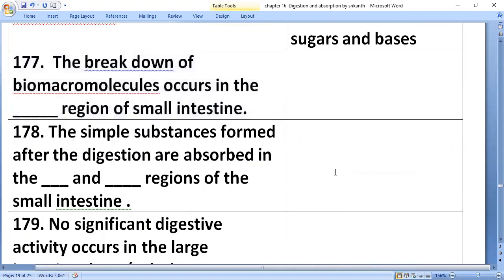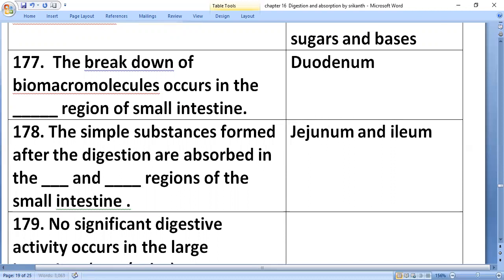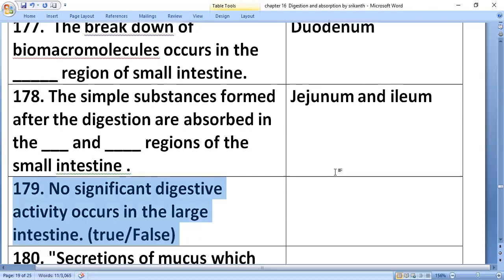The breakdown of macromolecules occurs in the duodenum. That means major digestion occurs in the duodenum. The simple substances formed after the digestion are absorbed in the jejunum and ileum. No significant digestive activity occurs in the large intestine.